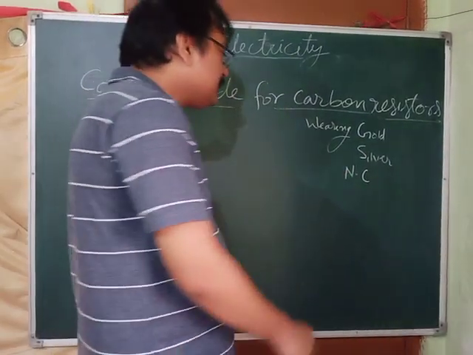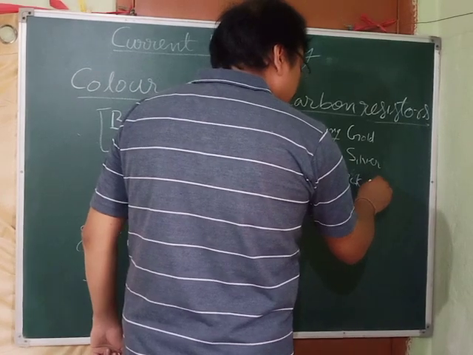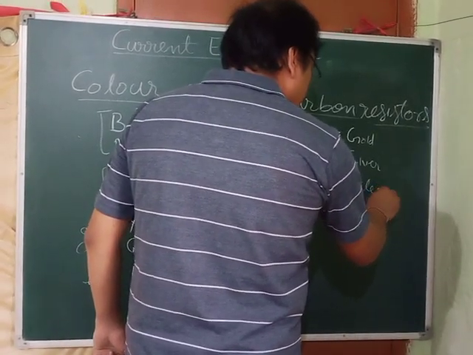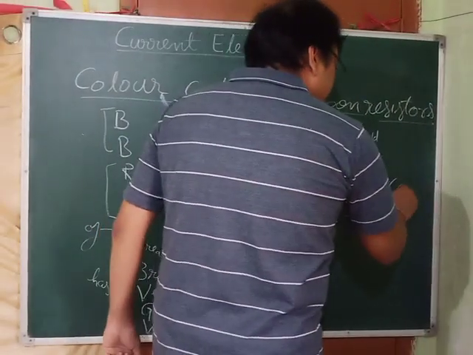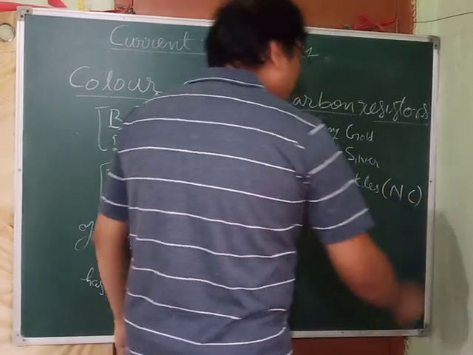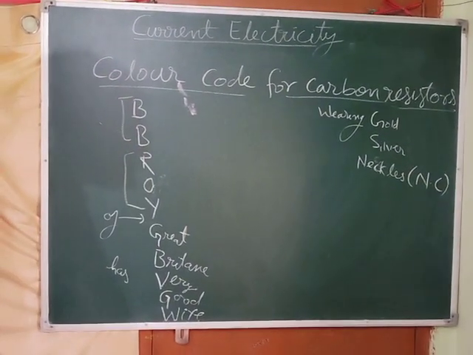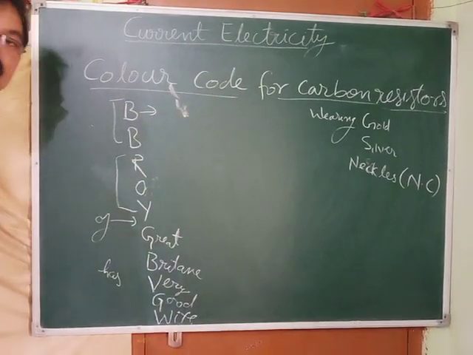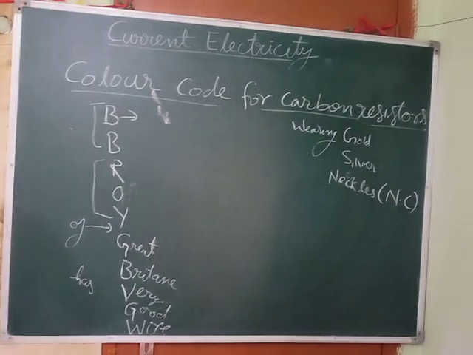What is necklace? Necklace is NC. So you can remember the sequence. Now, what do these represent? These actually represent different colors.